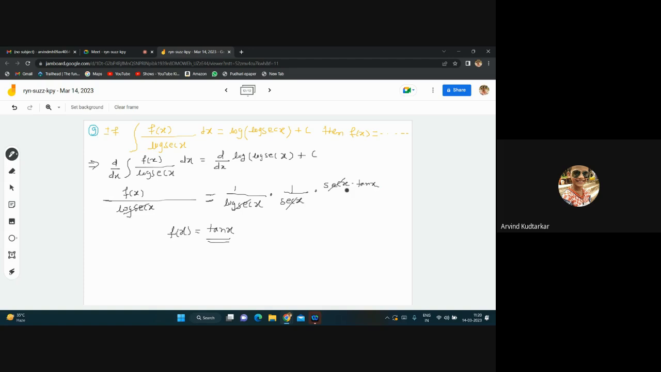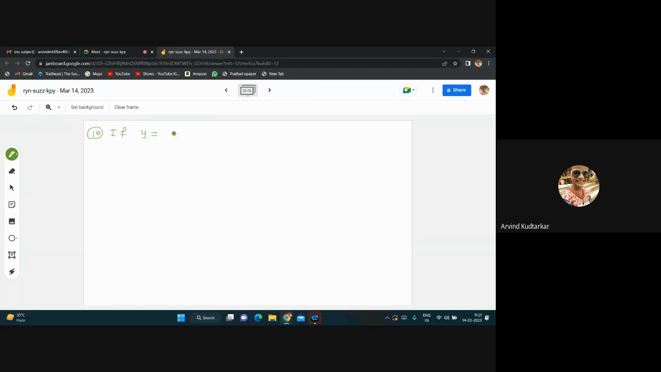So here is the next example. If y is equal to root of sin x plus root of sin x plus root of sin x plus and so on to infinity times, then find dy by dx.